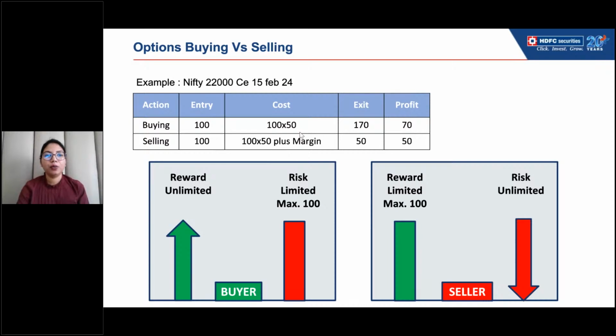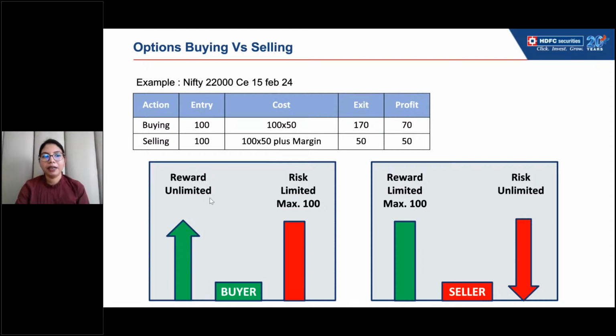Which is why the broker is going to charge you a higher margin, which is predefined on your selling of options, which is why I mentioned the plus margin over here. So in this case, what is happening? Your risk is unlimited.